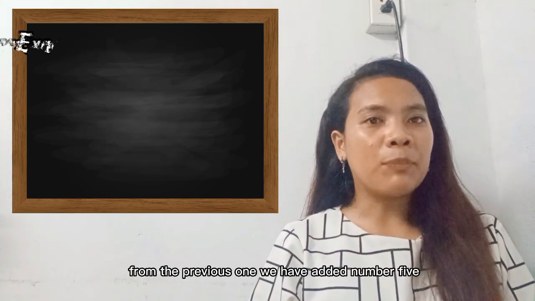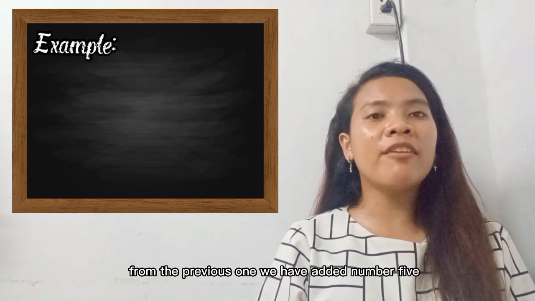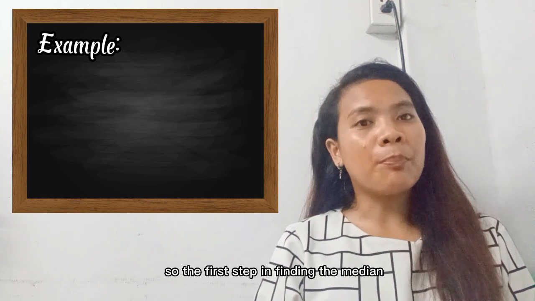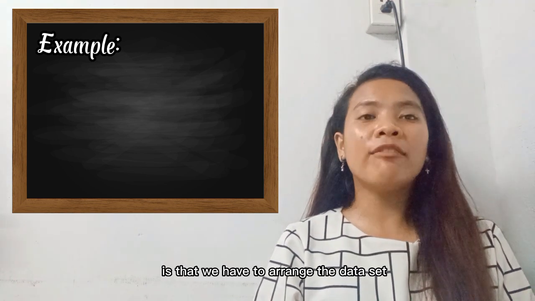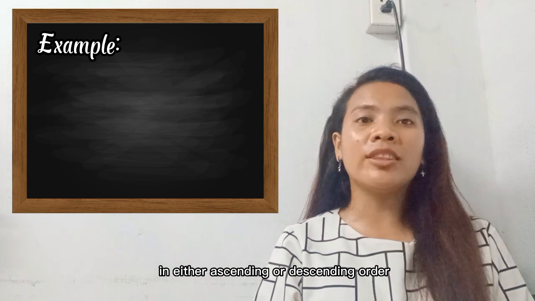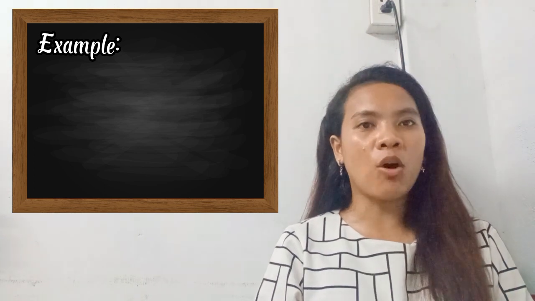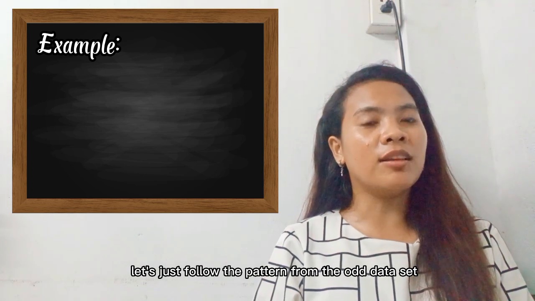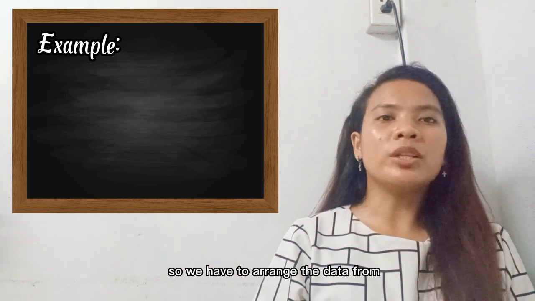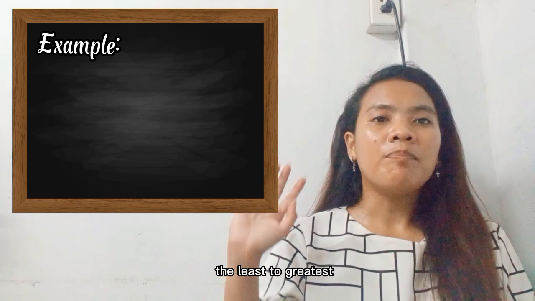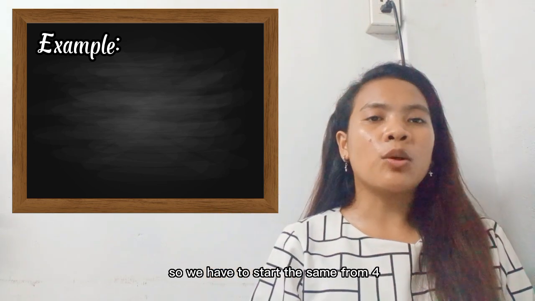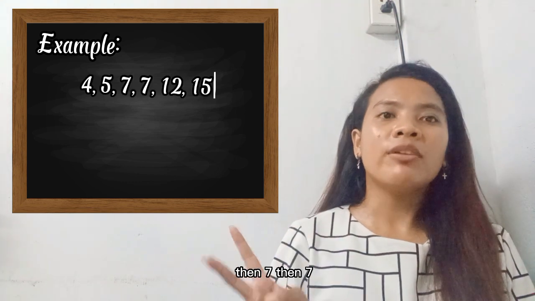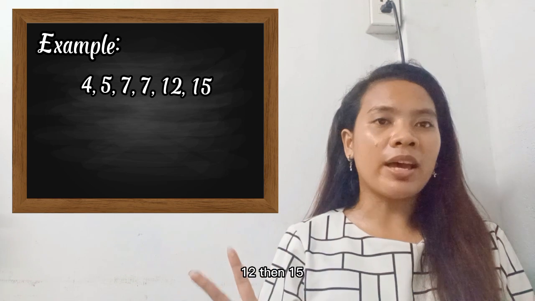For example, from the previous one, we have added the number 5. So the first step in finding the median is that we have to arrange the data set in either ascending or descending order. Let's just follow the pattern from the odd data set. So we arrange the data from the least to greatest. We start the same from 4, followed by 5, then 7, then 7, then 15.